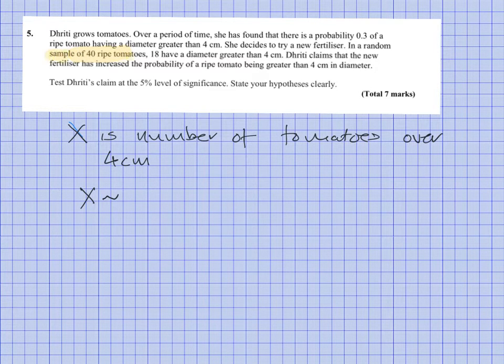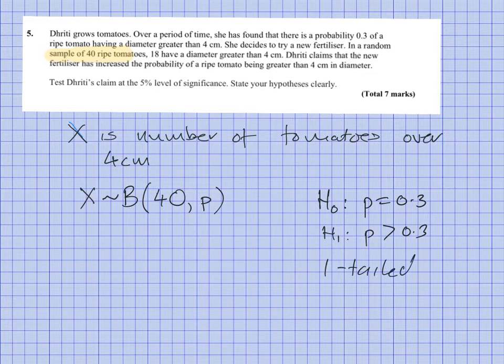in the sample. So we can use a binomial, and the model is going to be X can be modelled as a binomial with 40 trials and a probability of 0.3. This allows us to set up our hypotheses. H0 is that the probability is equal to 0.3. The alternative hypothesis is that it's greater than 0.3. So we can see that this is a one-tail test at 5% significance.